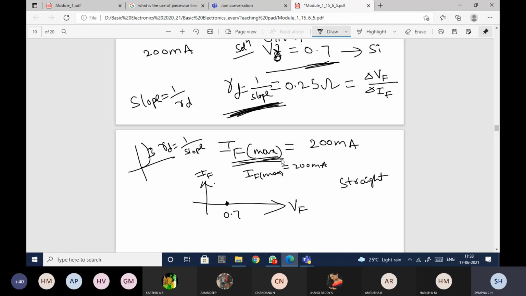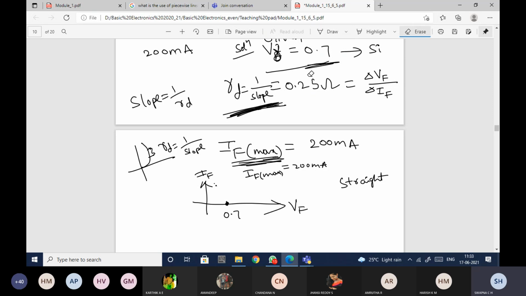So he gave IF maximum and he's asking you to find out. What is the IF maximum? He has given 200 milliamperes. I don't know whether this 200 milliamperes will be on this side or this side or this side. So we have to find out.